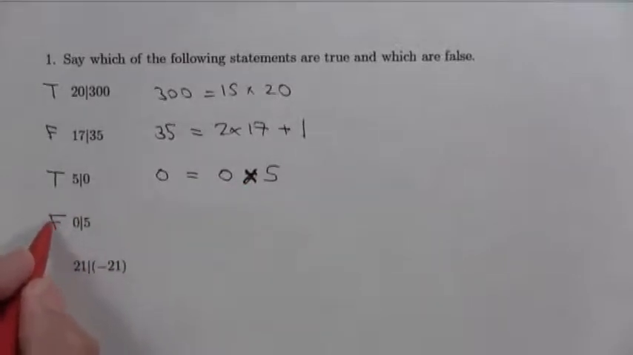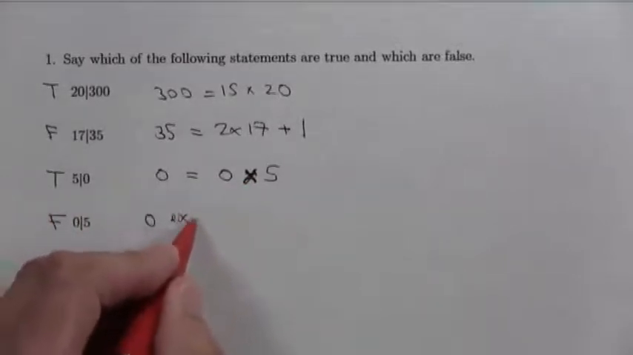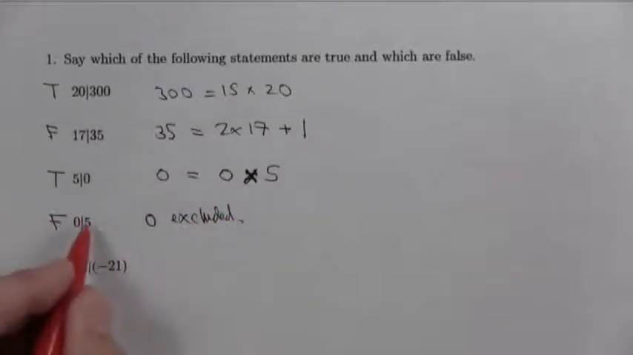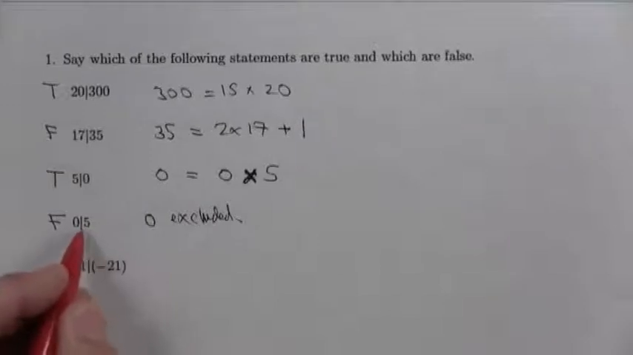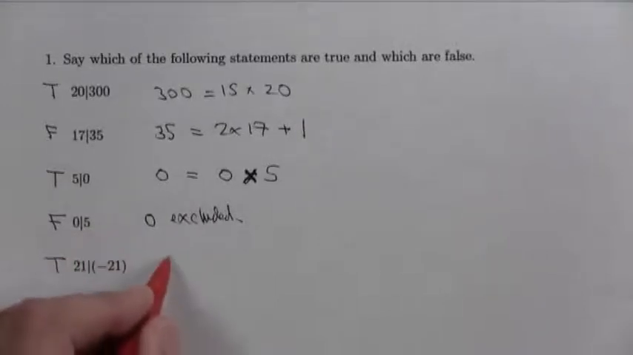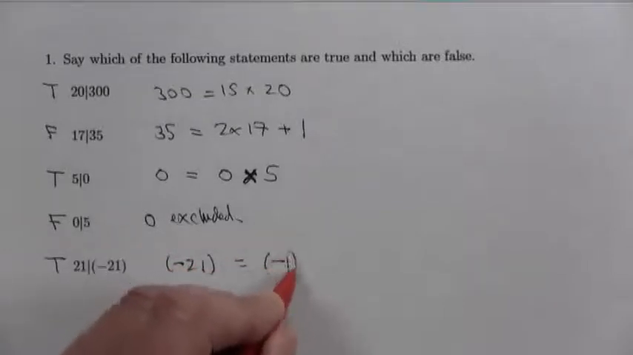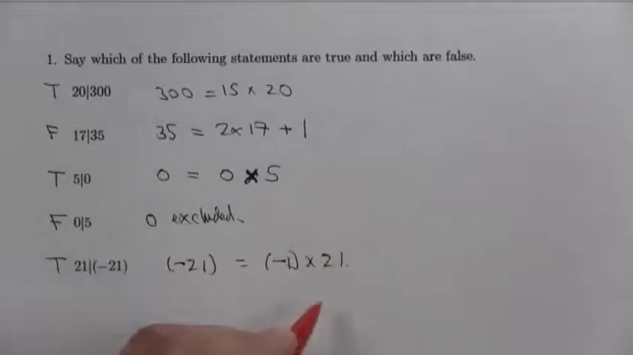The next one is false because 0 is excluded. This is explicitly excluded. You can't talk about divisibility by 0. And the last one is true because negative 21 equals negative 1 times 21.